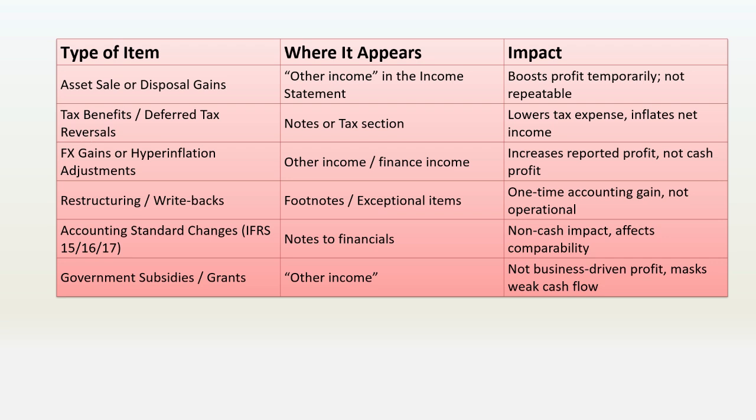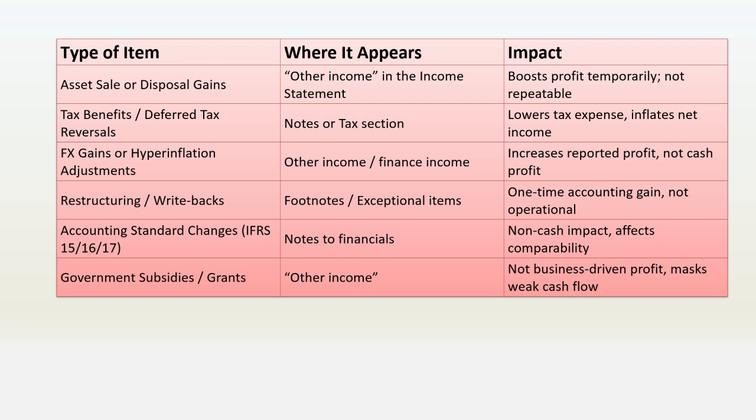Restructuring and write-backs, you've got footnotes or exceptional items. It is a one-item accounting gain, but not operational. Then there is an accounting standard change. If you go to Equity's full year results, the detailed one, they have that section, and it is there: changes in financial accounting standard. Just go to the notes of the financials, you'll see that. These are non-cash impacts. They only affect comparability. That is the comparison of Equity now with other peers in the same sector.